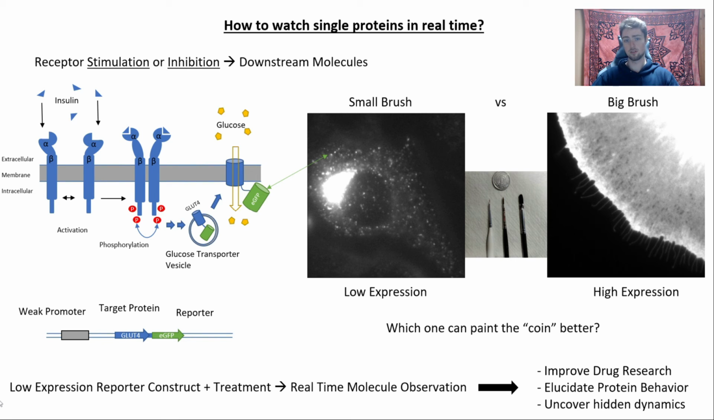And with this low expression level, I can actually track single speckles which represent a single protein and quantify and judge the reaction of the cell to either stimulation or inhibition. So this approach can improve drug research, and it can uncover hidden protein dynamics and elucidate protein behavior which we haven't seen before. So if you had to paint a face on the surface of a small coin, why not use the smallest brush that you have?